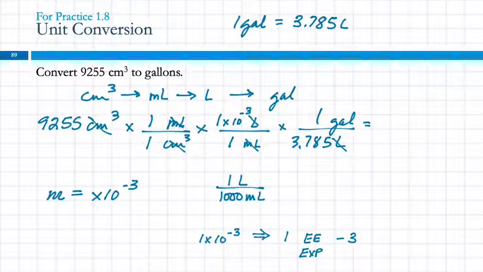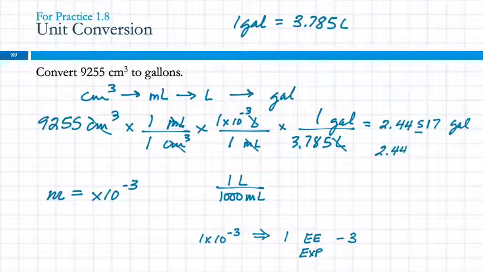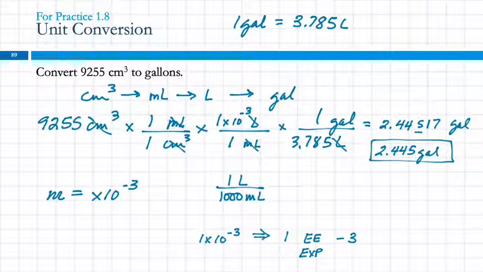How many sig figs? This time it's 4. This is not exact, but it has 4 sig figs, and my starting number has 4. 2.445. Write down 2 extras. And then I'm going to round. Any questions?